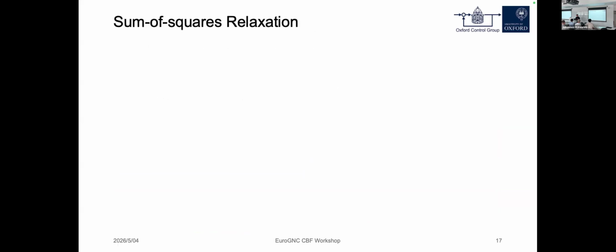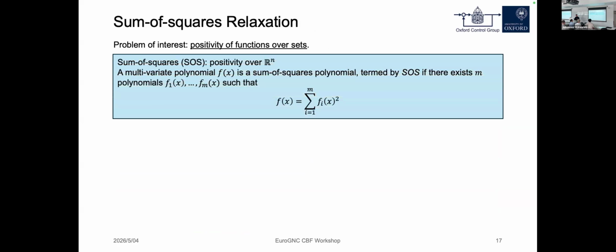It's really challenging. The way we deal with all these difficulties is actually from primary school math, called sum of squares relaxation. The problem of interest is that we want to ensure positivity of functions over some sets. Basically, we are arguing whether these barrier functions are non-negative over the initial set, or negative over the unsafe set. The key technology is called SOS: we say a multivariate polynomial f of x is a sum of squares polynomial, termed SOS, if it can be written as a sum of squares of polynomials. Very simple, right?